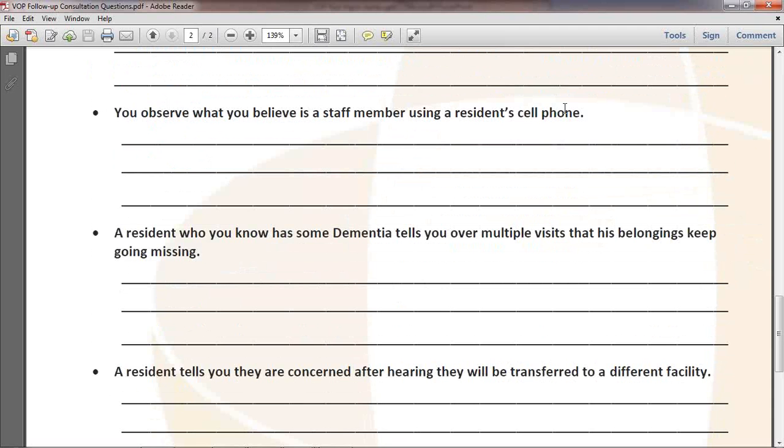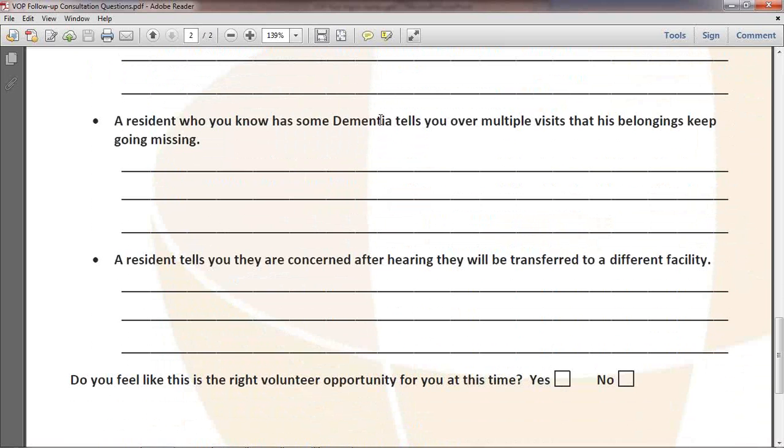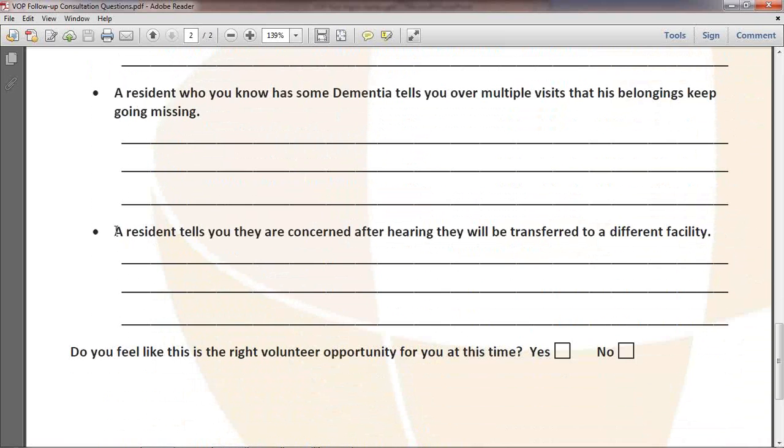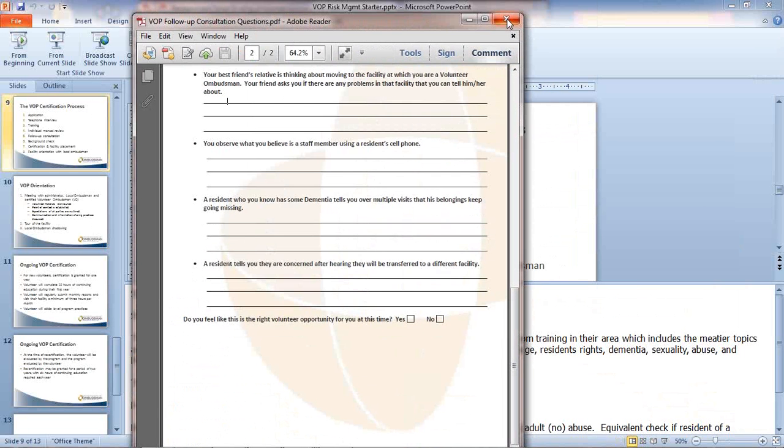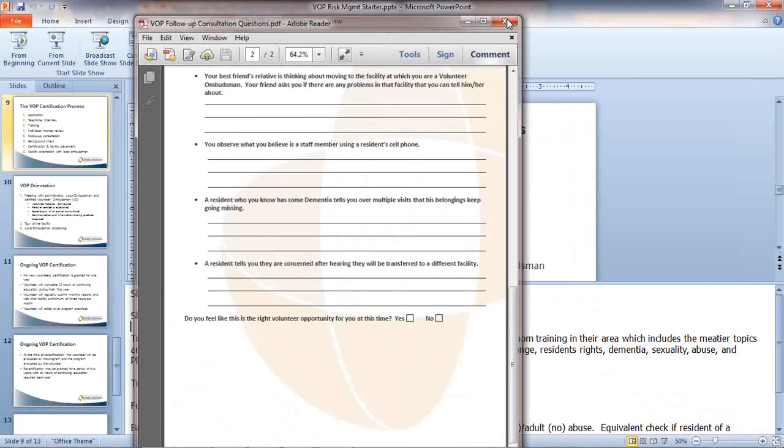How they would respond to a staff member doing something they believe is maybe wrong. How they would respond to a resident with dementia telling them a complaint that may or may not be legitimate. And a resident talking about a concern that may be beyond their purview, which would be an involuntary discharge or transfer. And finally, we ask them to verify for us that they want to continue with the program at this point. Because a lot of times, before we had that question, people would move on in the program and we'd say, what happened? We thought we were good, and then they backed out. So we get a verbal go ahead there.